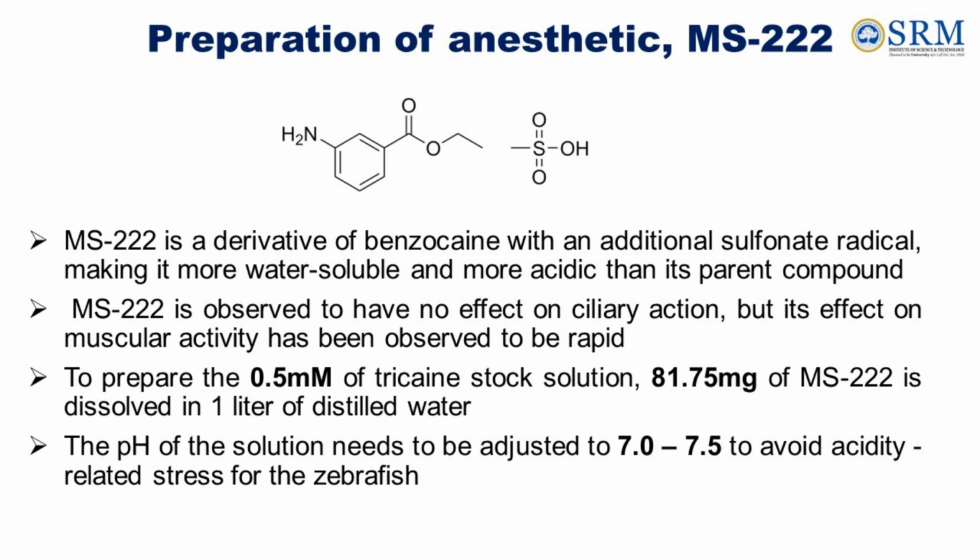To prepare 0.5 millimolar of tricaine stock solution, 81.75 milligram of MS-222 is dissolved in 1 liter of distilled water. The pH of the solution needs to be adjusted to 7 to 7.5 to avoid acidity-related stress for the zebrafish.